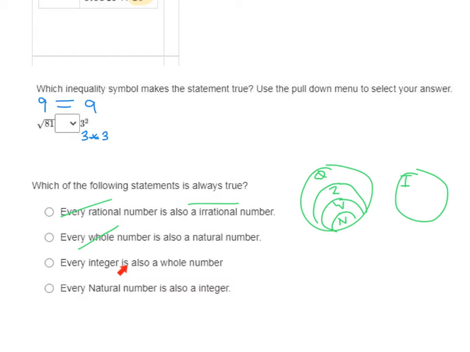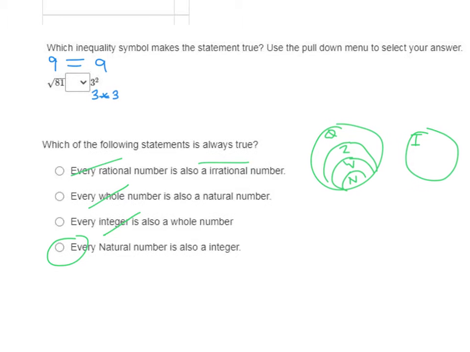Now every integer is also a whole number. So again, here's my integers, the Z. Are all of those inside this smaller shape? No. And now the last one says every natural number. So all of these natural numbers here, are all of those inside the bigger integer shape? Yes, they are. So this is the answer you would have wanted to choose.